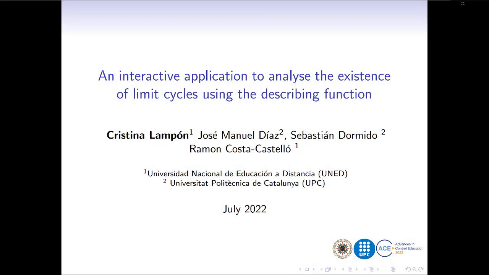An interactive application to analyze the existence of limit cycles using the describing function. This work describes the development of an interactive tool to illustrate the analysis of Lure systems through the use of the describing function. This is a classic tool that is usually presented in the introductory courses of nonlinear control systems present in the majority of master's degrees in control engineering.